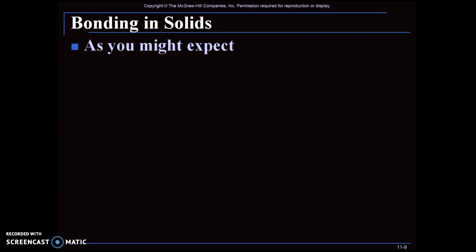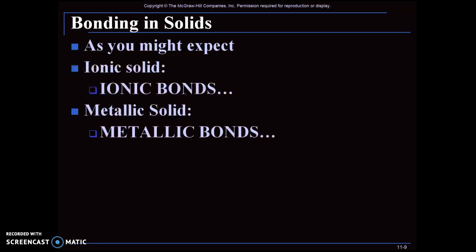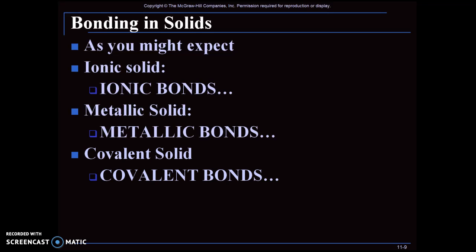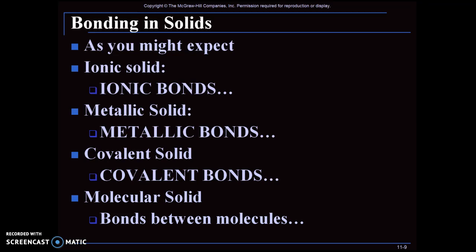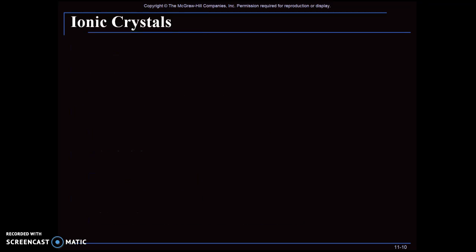As you might expect, in an ionic solid, as the name indicates, the bonding between the atoms would be ionic bonds, and in metallic solids, metallic bonds; covalent solids, covalent bonds; molecular solids, bonds between the molecules. As their names indicate, this is the reason they are named that way. And let's talk in detail about ionic crystals.